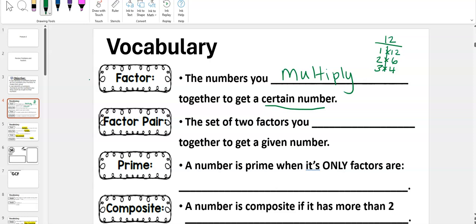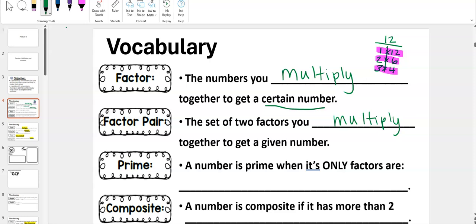A factor pair is the set of two factors that you multiply to get that given number. So up here, I list my factor pairs. 1 and 12 are factor pairs. 2 and 6 are factor pairs. 3 and 4 are factor pairs. It's the two numbers that go together to multiply to equal that number.